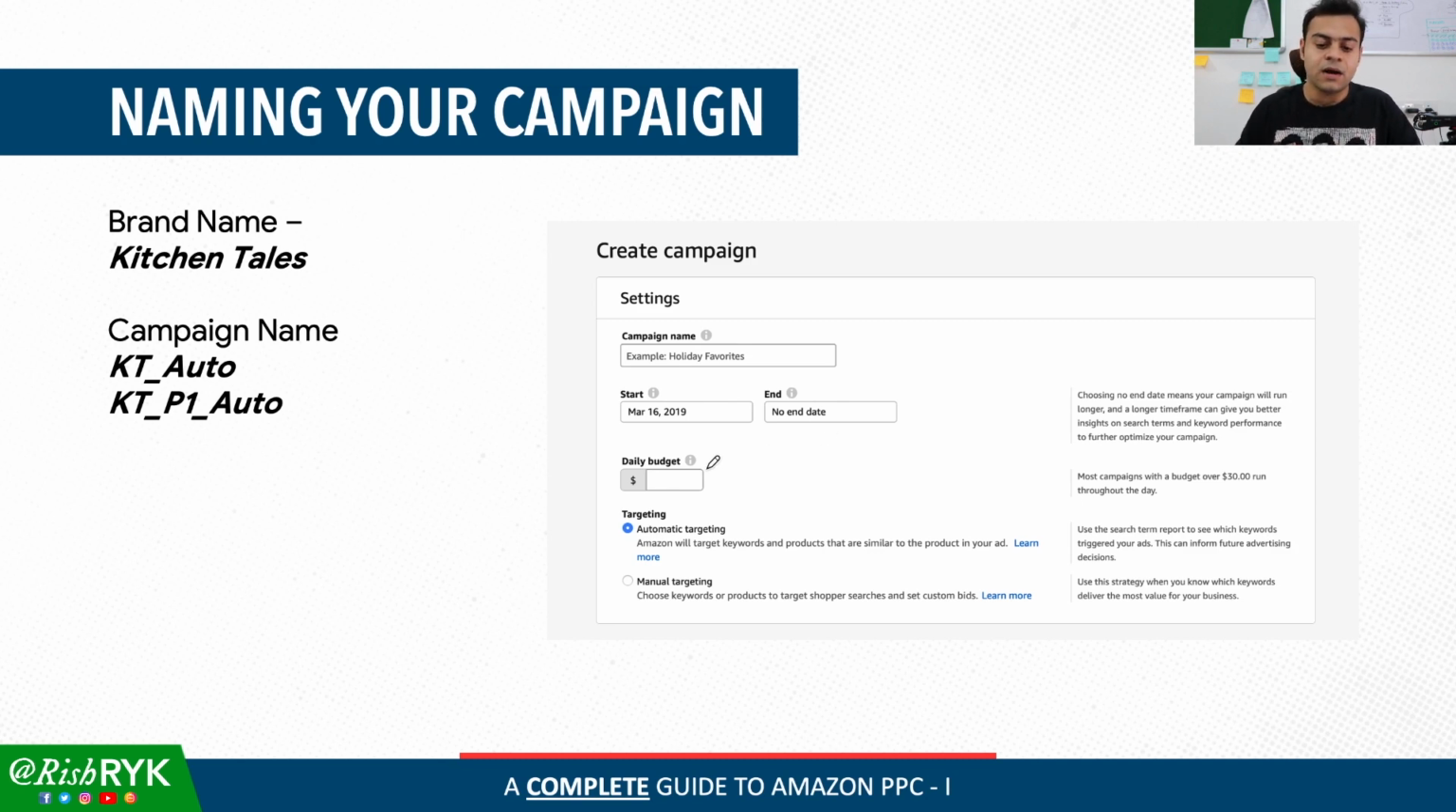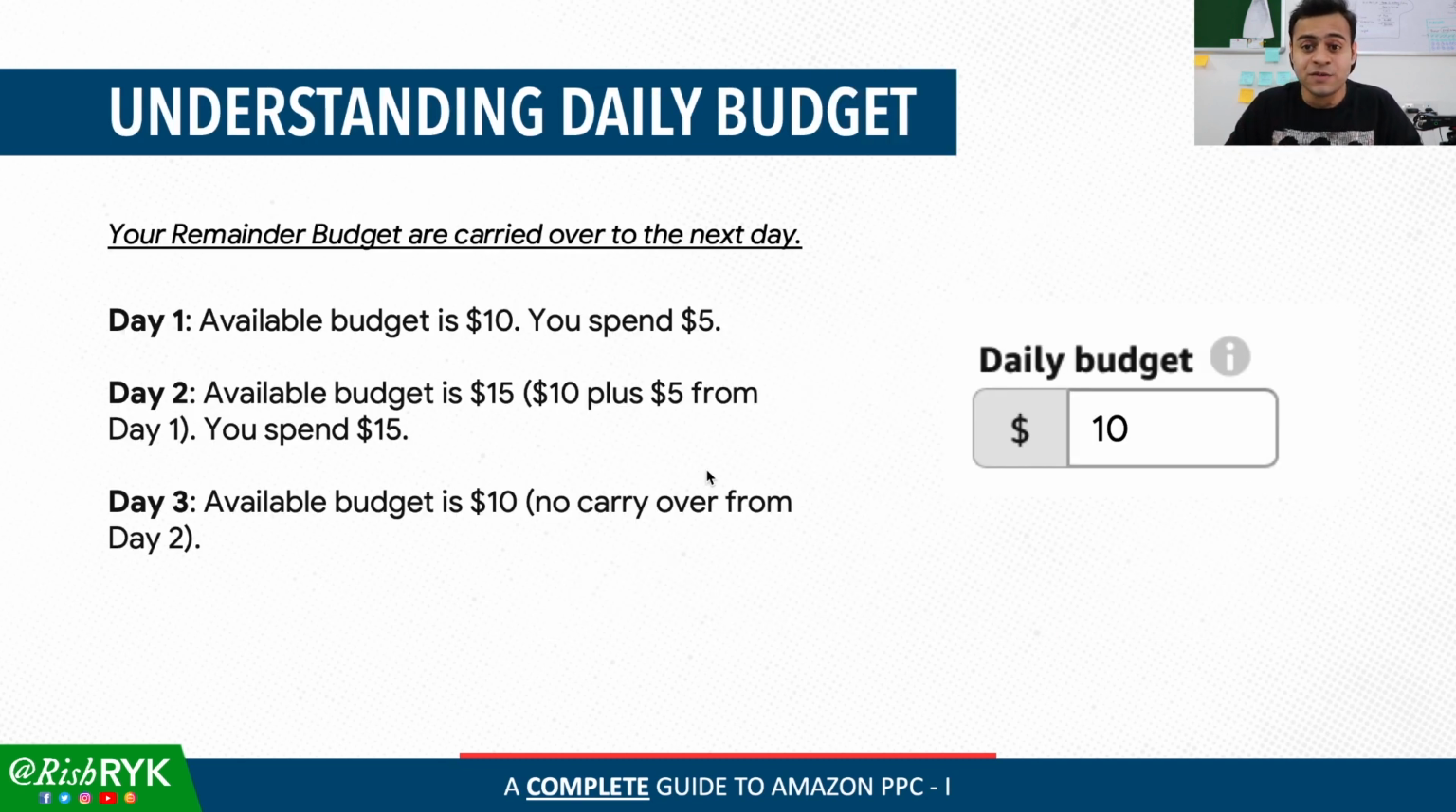Daily budget. You need to understand this very clearly. Now let's see how we put our daily budget and how the daily budget works on Amazon. On Amazon, if you set your budget too high and Amazon doesn't utilize that entire budget on that particular day, it will save the remainder amount for the next day.